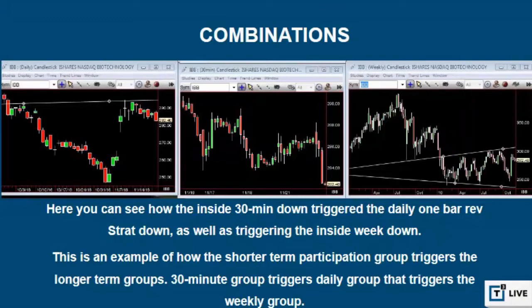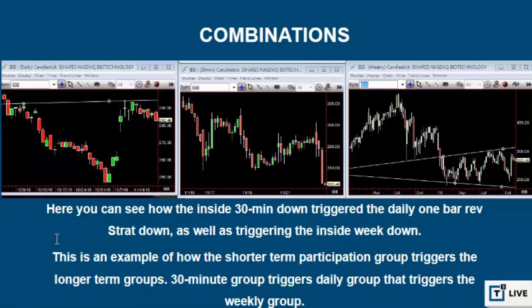So if we look for a combination here, this is going to be a little tight to see, so we'll go nice and slowly. This here's the IBB. You can see how the inside 30 down triggered the daily 1-bar rev strat down, as well as triggering the inside week down. As an example, how the shorter term participation group triggers the longer term groups. This is very important. This is the crux of how this works. The 30-minute group triggers the daily, triggers the weekly.